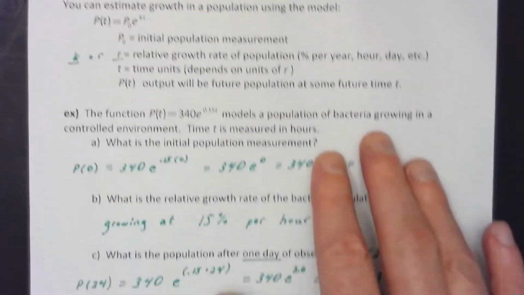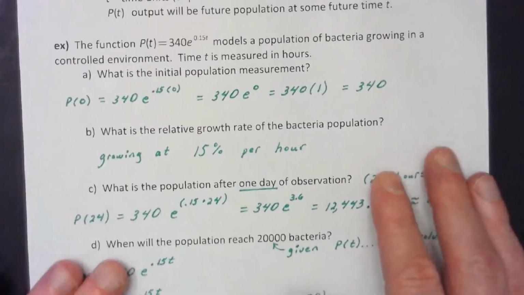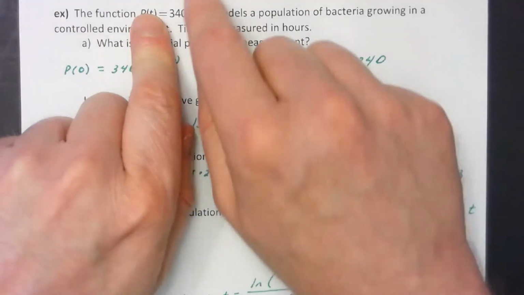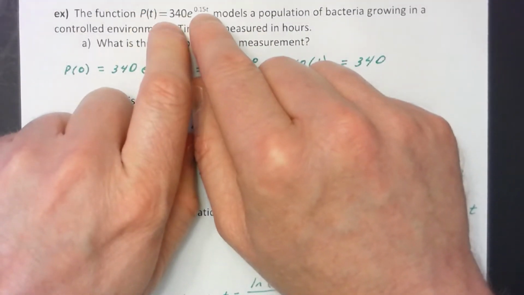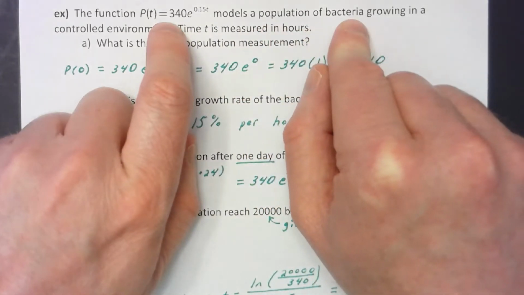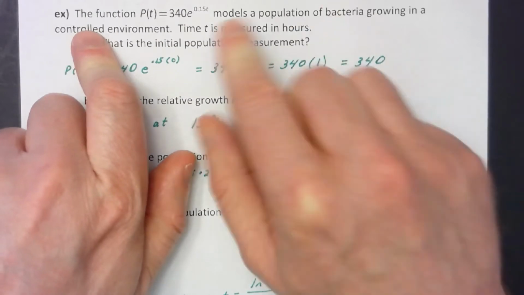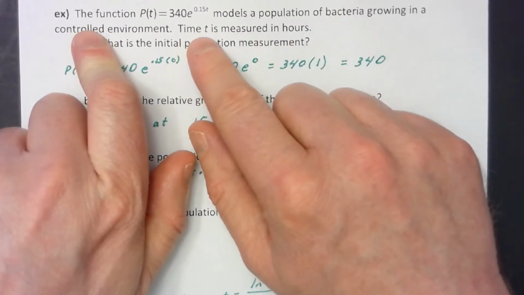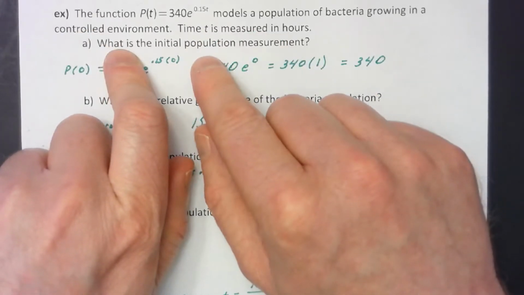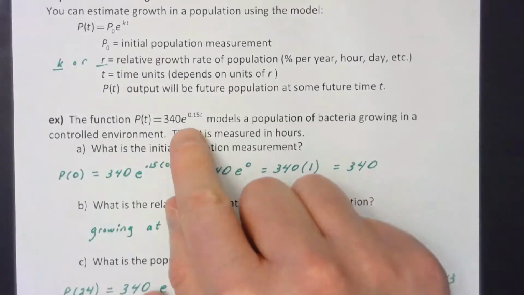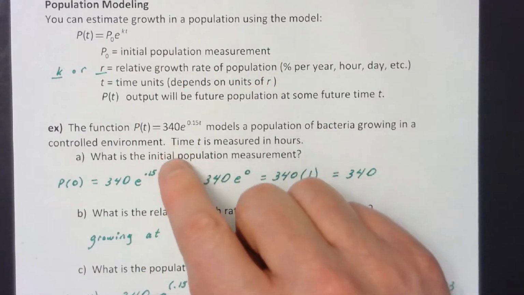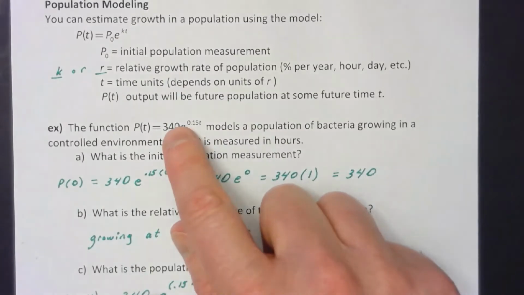So now, let's see an example of this. If I look at the problem here, I'm telling you the function P of t is equal to 340 times e to the 0.15t. I'm telling you that that's going to model the population of bacteria in a controlled environment. Now, in this environment, time t is measured in hours. Okay. First of all, what is the initial population measurement? You could just see by the location in the problem, obviously, your initial population or your original population has to be the coefficient of the exponential. It has to be 340.